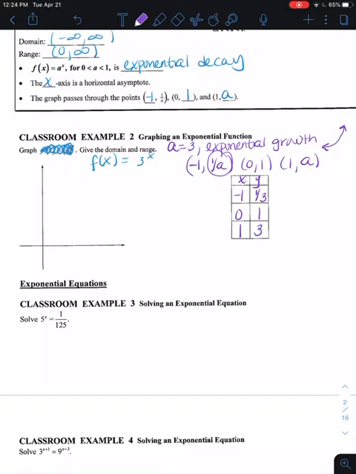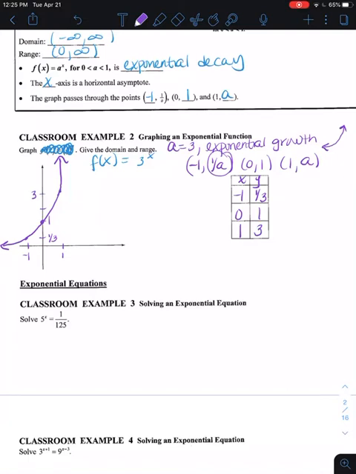So at -1, we'll say this is about 1/3 here. So we'll put a point here. At 0, the point is 1. And at 1, 3. So 3 will be about, we'll say it's here. So using what we know about exponential growth, the graph looks something like this. It gets closer and closer. They didn't give us enough space because it was supposed to be a decay problem. But that's how your graph will look.